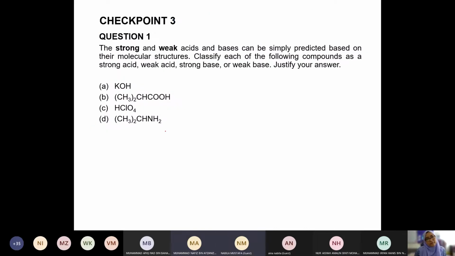Alright, so question, checkpoint 3, question 1. The strong and weak acids and bases can be simply predicted based on their molecular structure. Classify each of the following compounds as a strong acid, weak acid, strong base, or weak base. Justify your answer. Alright guys, maybe you can have 2 minutes to complete this checkpoint. All of them, question 1.